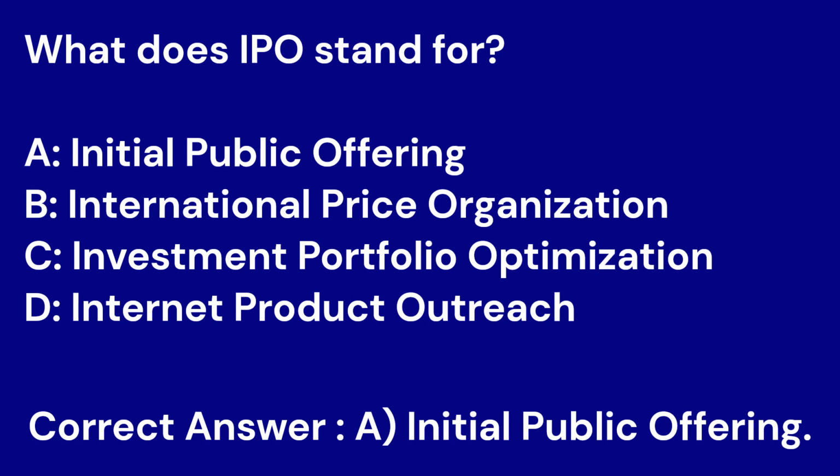The correct answer is Option A. Initial Public Offering. An IPO is the process through which a private company becomes publicly traded by offering its shares to the public for the first time.